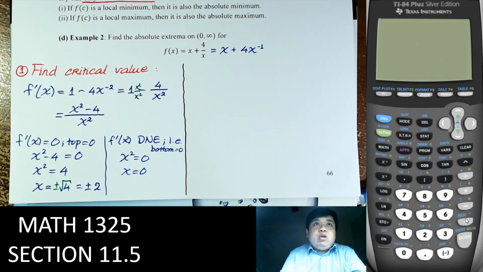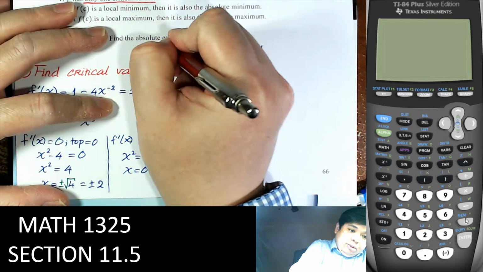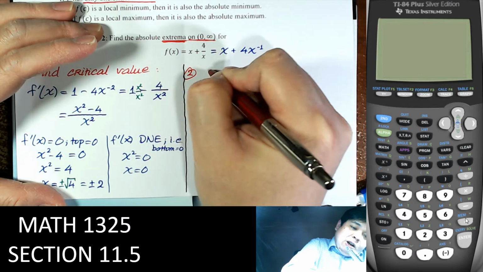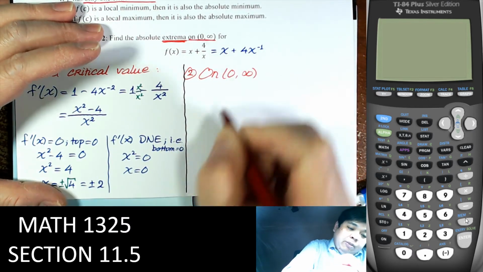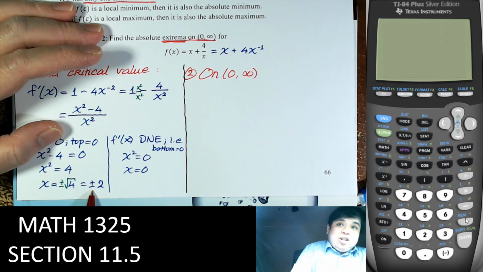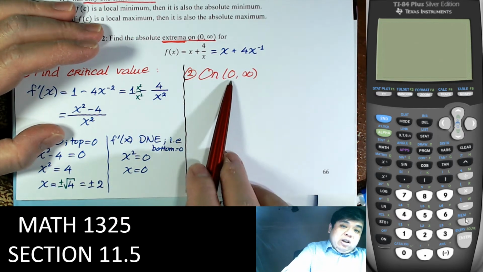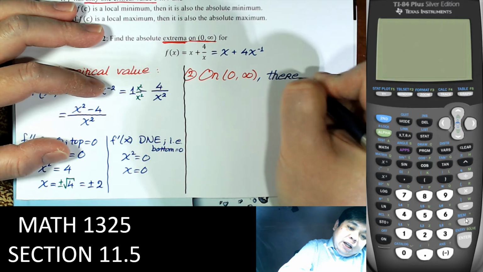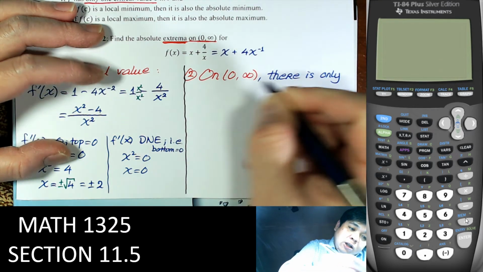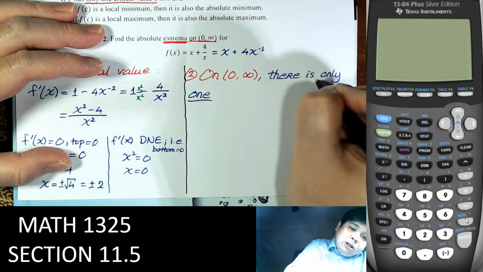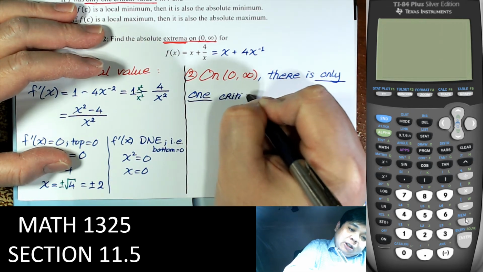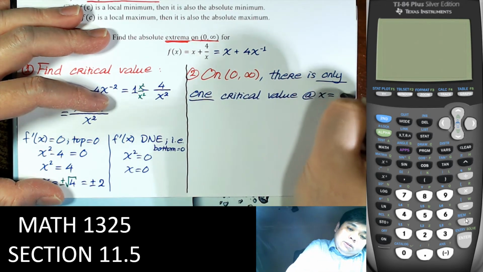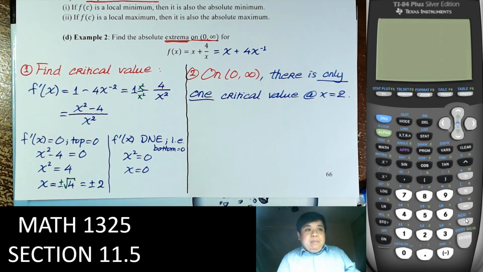Remember, this problem we're supposed to find an absolute extremum on the interval. Right, now on the interval of 0 and infinity, there's a 2, and that's only 2. The negative 2 is not in there, the 0 is not in there. So we say on the interval there is only one critical value, x equal to 2.